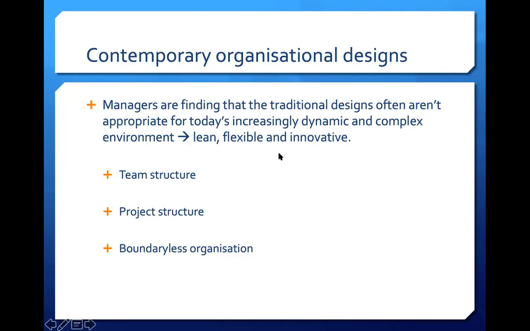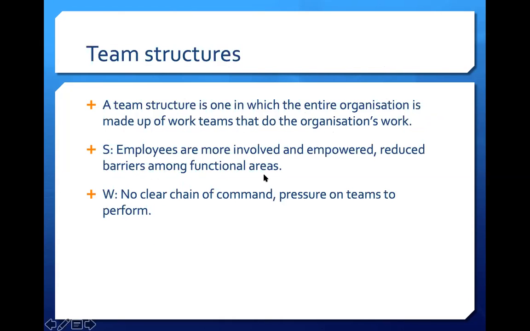There are three things that we can discuss in terms of contemporary organizational designs: the team structure, the project structure, and the boundaryless organization. Let's have a look at them. The team structure is one in which the entire organization is made up of work teams that do the organization's work. The organization may set up a certain team to perform certain tasks for customers, for instance. The upside of this team structure is that employees are more involved and empowered, and it reduces the barriers among functional areas.